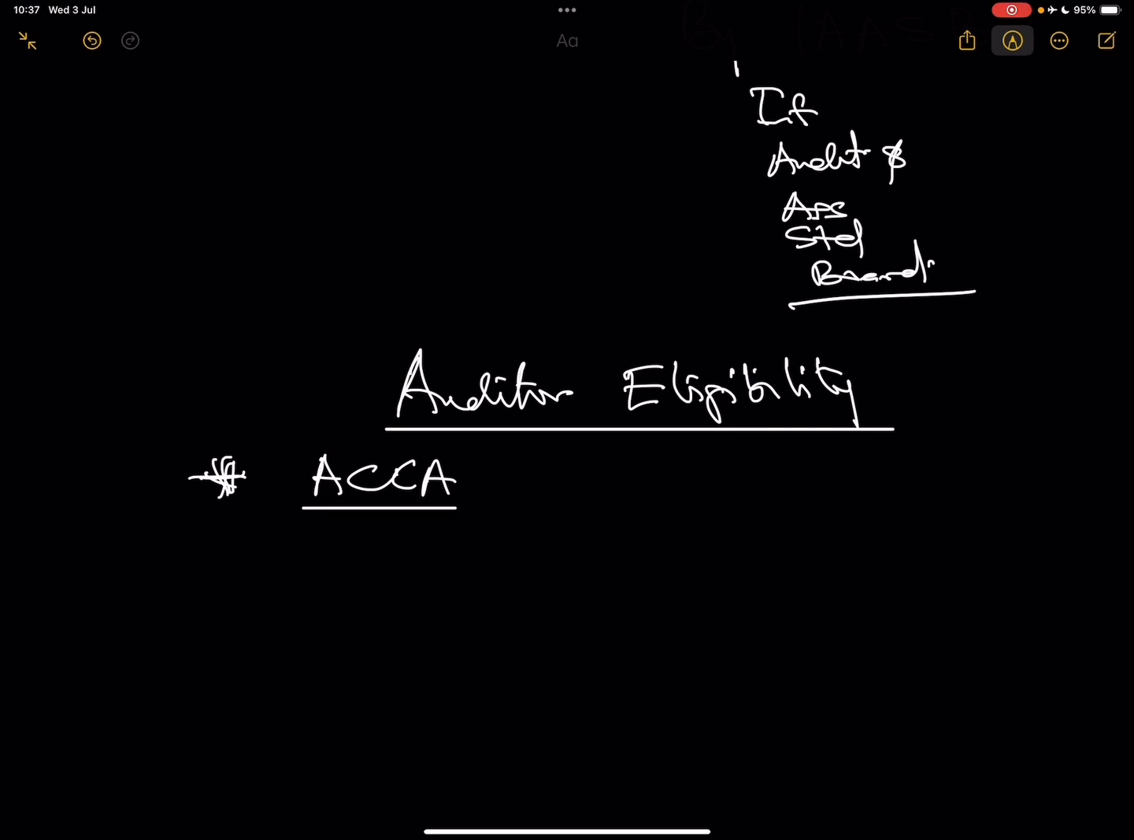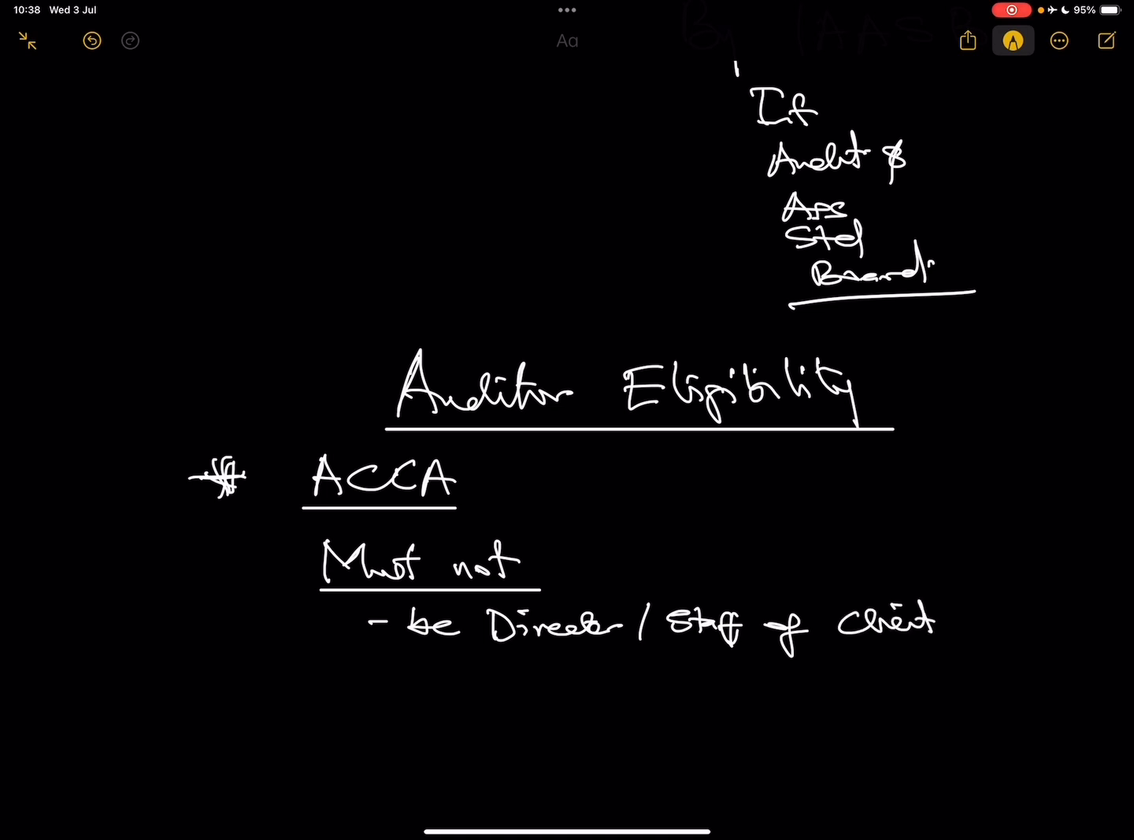Likewise, if you are an auditor, then you must not be a director or employee of the client you want to audit, or even of an associated company of the client you want to audit. So must not be director or staff of clients or associates. Never. It's not allowed. And likewise, you cannot be a business partner. Not allowed. So you must be ACCA, but must not be any of this to be an auditor. If you don't satisfy any of these three, you cannot be an auditor.